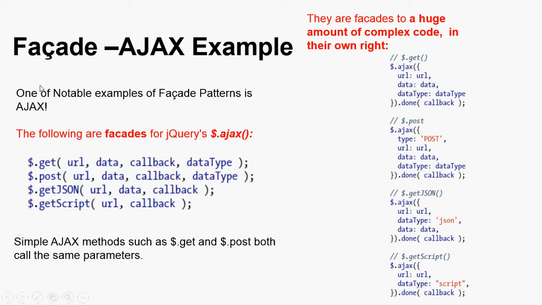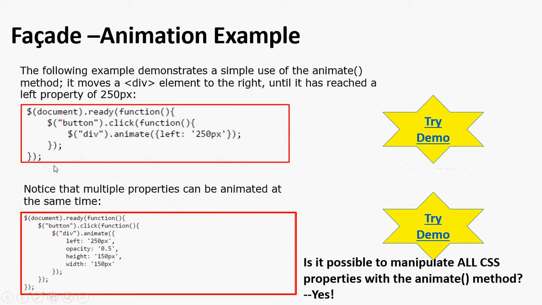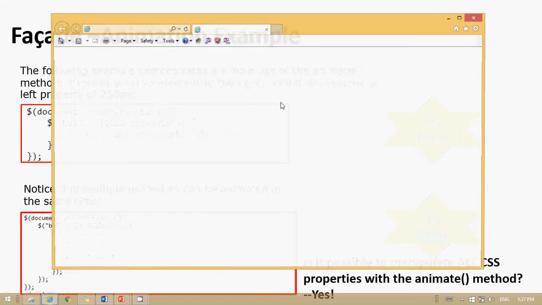We can see that the following are the facade for the jQuery Ajax function, and we just need to call several parameters, and their syntax is quite similar. However, there is code behind this facade. There is a huge amount of complex code in its own right. And another interesting example of facade using jQuery is the animation example. Let's look at the demo. It's easier to explain this.